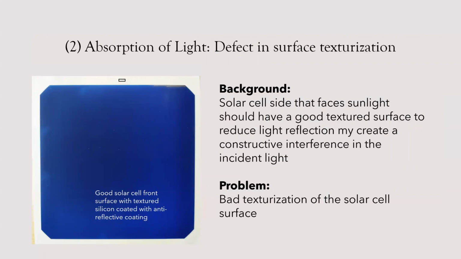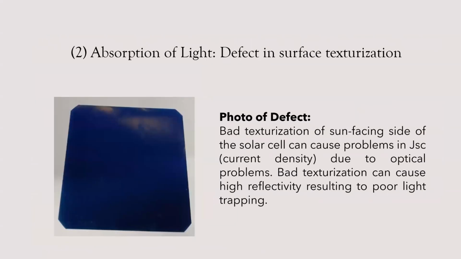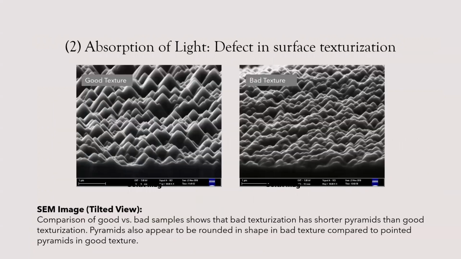Another example is the defect in surface texturization. Bad texturization of the solar cell can result in high light reflection. It can also affect the current density due to optical problems caused by the high reflection of light, resulting in poor light trapping. And with the use of SEM-EDX equipment, high magnification images can be observed.